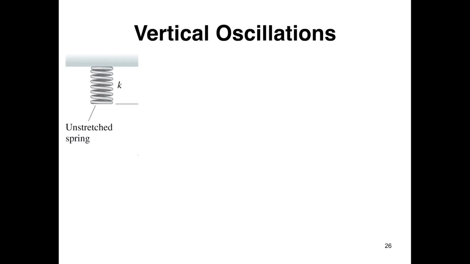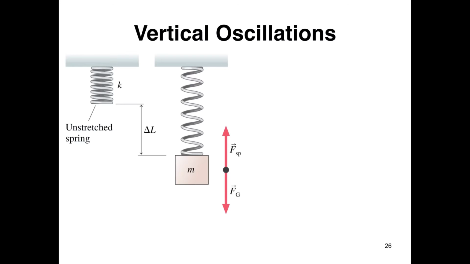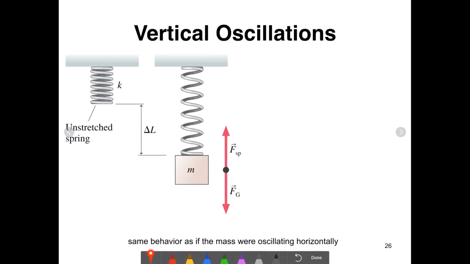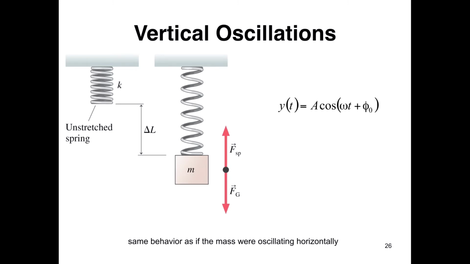All right, so vertical oscillations are a little bit different. Once you hang something on the spring, you change its equilibrium length. And how do you know what its equilibrium length is? Well, remember, equilibrium just means that forces have to be equal. So your spring force that's pulling up has to be equal to your force of gravity. That's your new equilibrium. So it's the same behavior as if the mass is oscillating horizontally, you just have to find the new equilibrium length first.